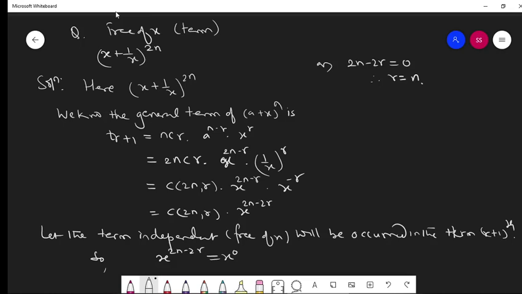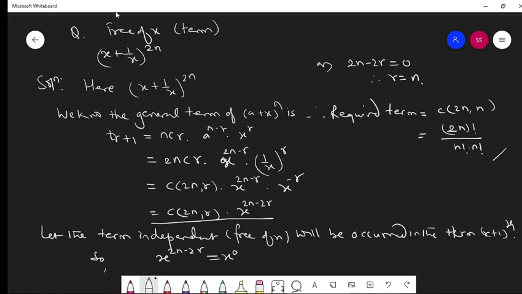Therefore the required term equals, here you can see, C(2n,n). So simply you can write (2n)! by (2n minus n)! times n!. This is the required answer for this question.